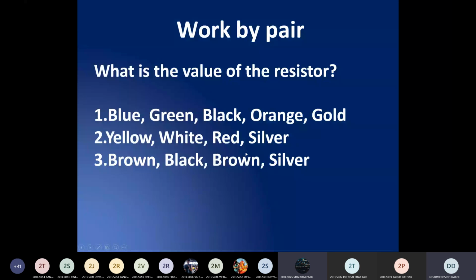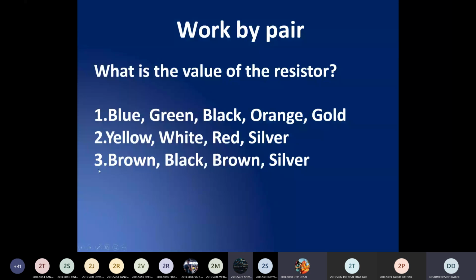Same way, yellow, white, red, silver. What is the yellow color number? 4. Yes, very good. 4, then white is 9. Red color is 2, so it is 10 raised to power 2. What is the value? 4900 plus minus 10%. Yes, very good. 4,900 ohm plus minus 10%.